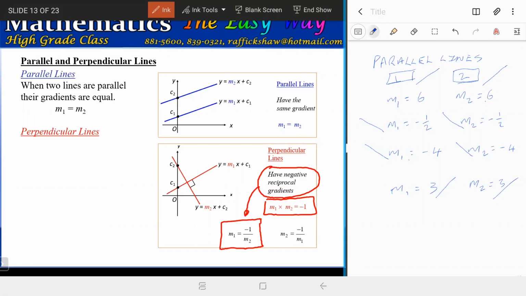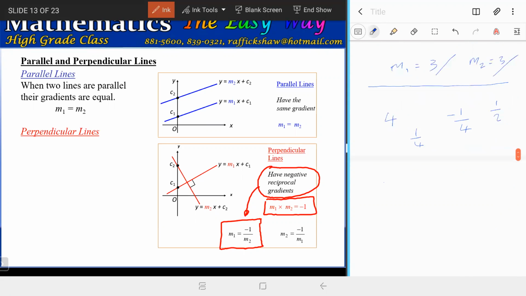Right? Negative reciprocal. So the negative reciprocal of 4, for example, is negative 1 over 4. The reciprocal of 4 is just 1 over 4, but the negative reciprocal is negative 1 over 4. Reciprocal means 1 over. So for example, if I have 3 over 2, the reciprocal of 3 over 2 is 2 over 3. When I flip it, that's a reciprocal. And then the negative reciprocal of 3 over 2 is negative 2 over 3.